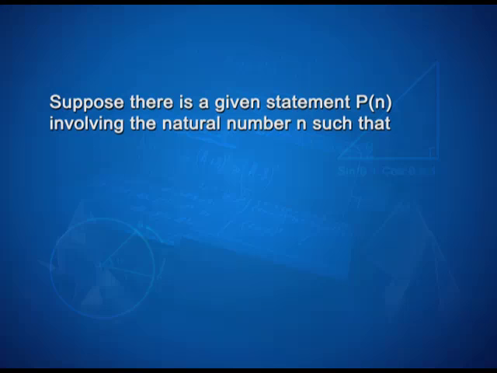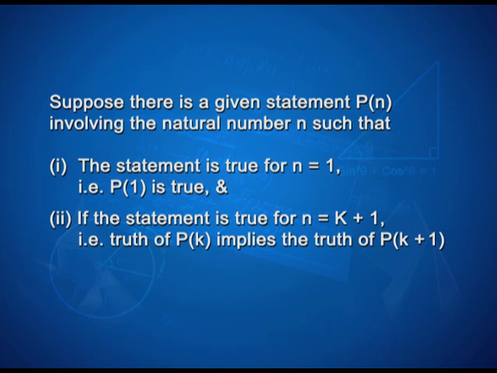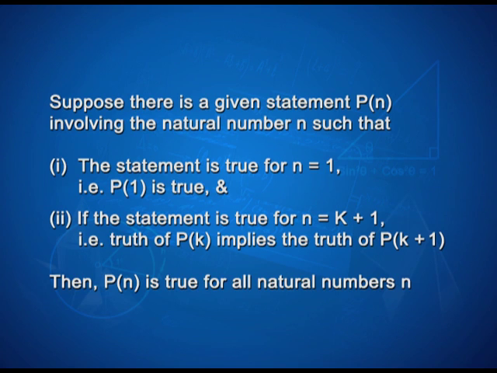Suppose there is a given statement P of n involving the natural number n such that the statement is true for n is equal to 1, that is P of 1 is true, and if the statement is true for n is equal to k, that is truth of P k implies the truth of P k plus 1, then P of n is true for all natural numbers n.